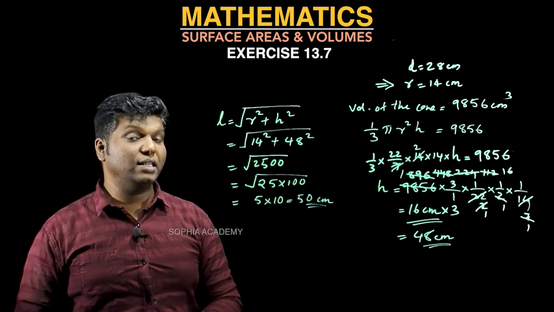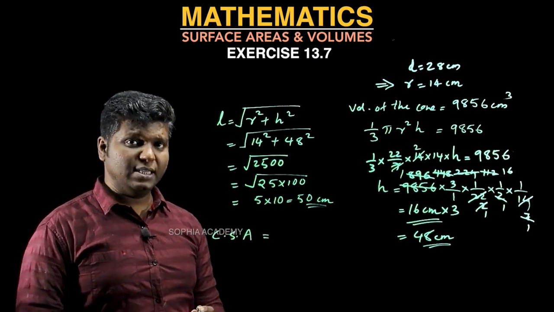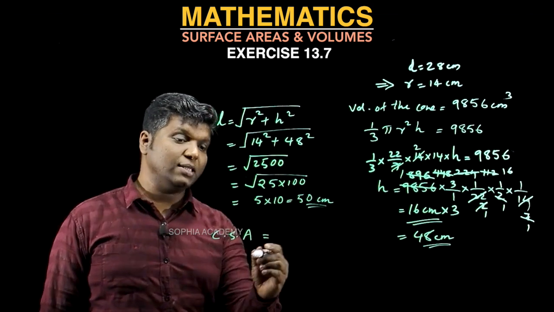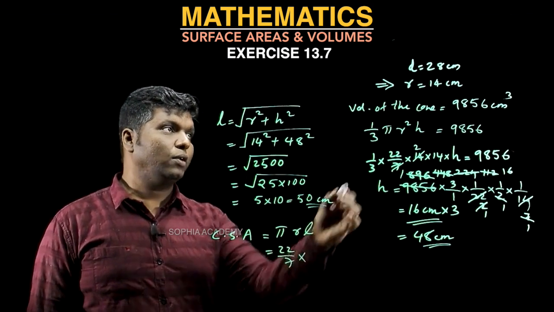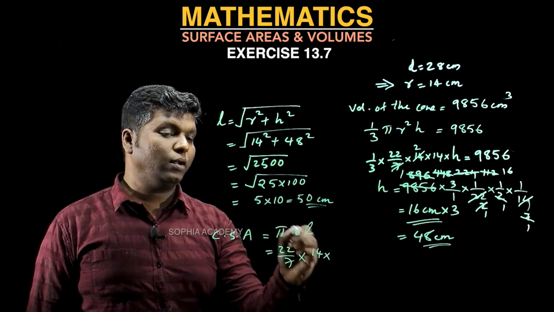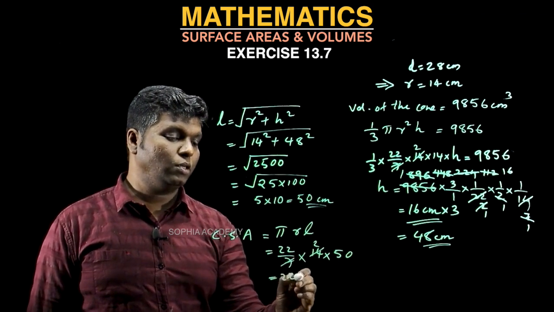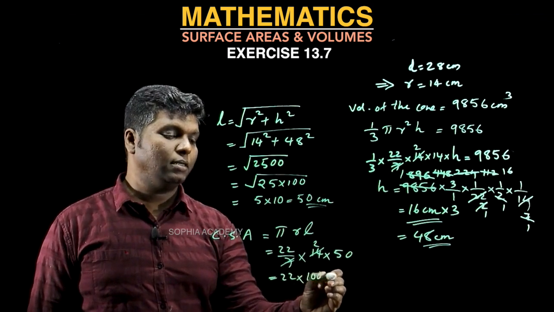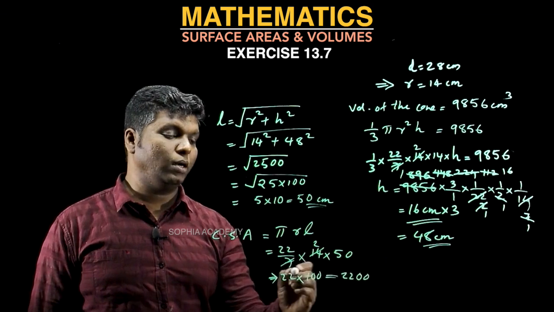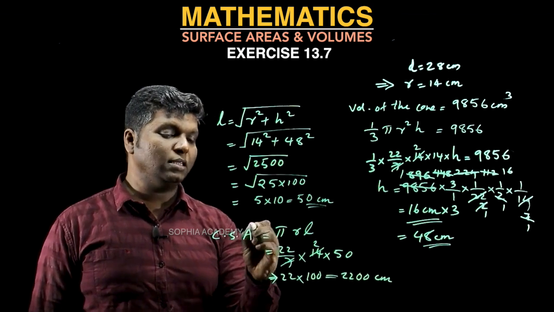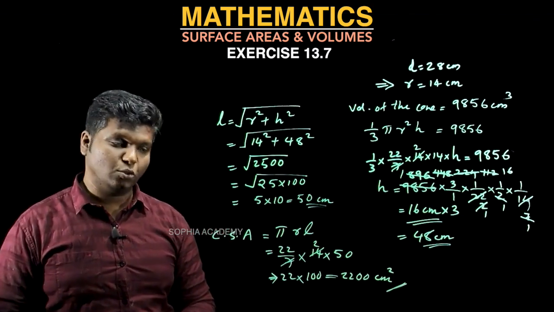Now finally you have to find the CSA. CSA of the cone. Tell me what is CSA? The equation of CSA is pi RL, right? Pi RL. 22 by 7. What's your R? It is 14. What's your L? It's 50. 7 twos are 14, so 22 into 2 into 50 is 100. Multiplying them together, this implies 22 into 100. It is 2200, and as it is area, centimeter square. 2200 centimeter square. So like that you got it.